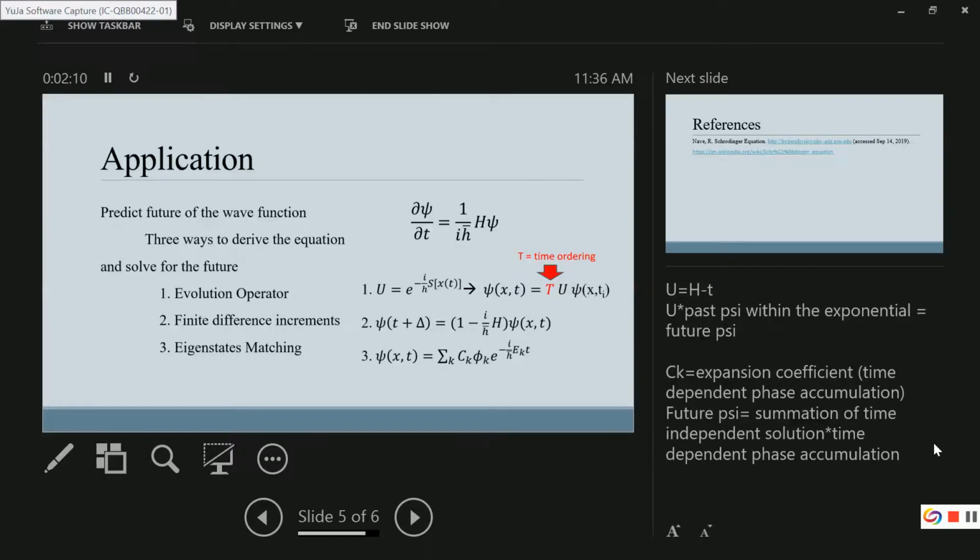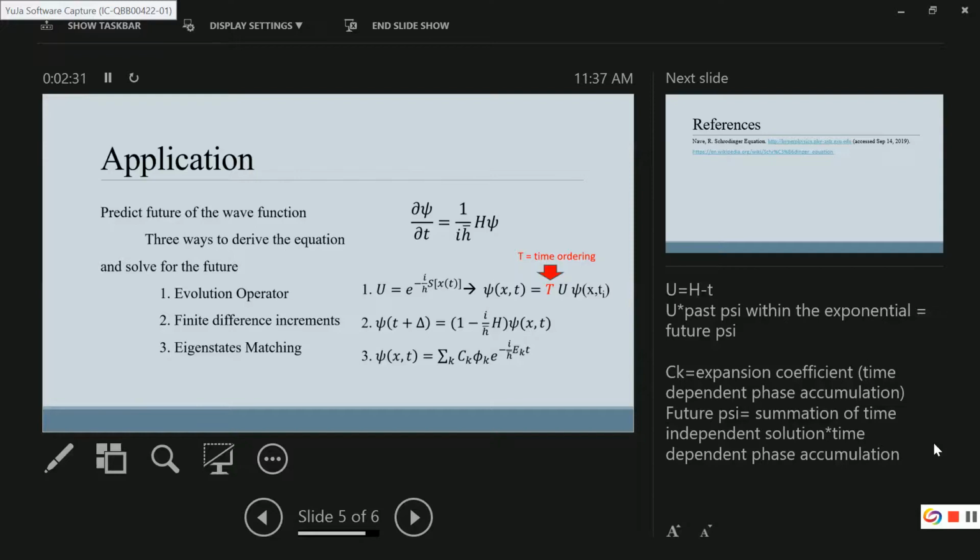So what are some of the applications of the Schrodinger equation? There are 3 different ways to predict that feature of our wave function, and we actually got to do all 3 of these in class at this point. The first one is to use an evolution operator, and that way we multiply that evolution operator by our previous or past wave function in order to predict the future wave function.